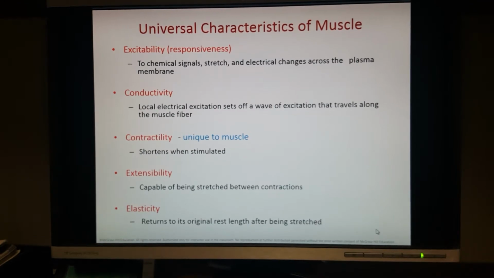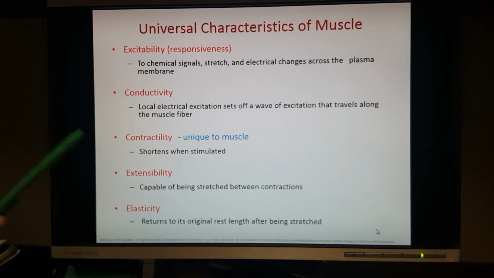All muscles have certain universal characteristics. So first one is that they're excitable, so they will receive some kind of signal that causes them to react. They can conduct an electrical signal. They are able to contract. So this is something that is unique to muscles. One of their unique characteristics is that they will contract or shorten when they're stimulated.